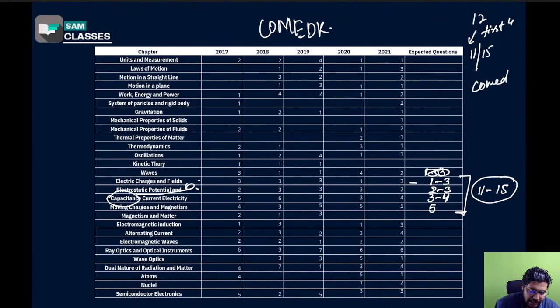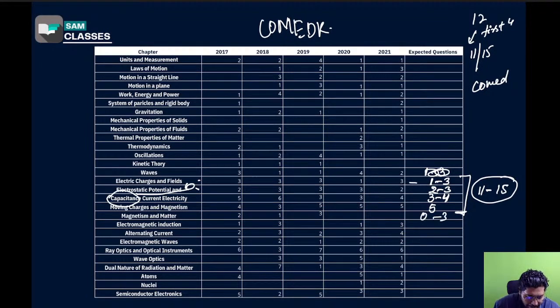Next part, what do we have? Next chapter, magnetism and matter. So it can come, it cannot come also. See, 3 marks, no questions in Comedk. So it can go minimum 1, it can go to 0 to 3.